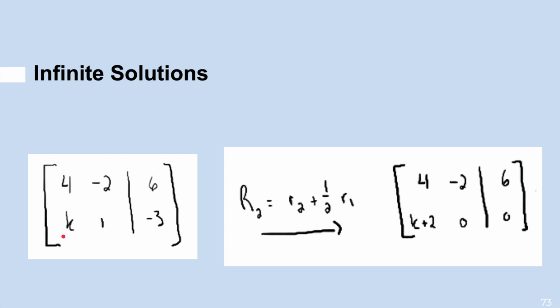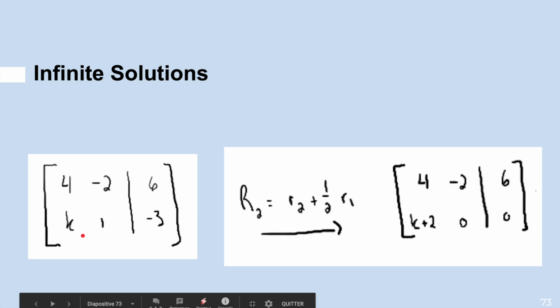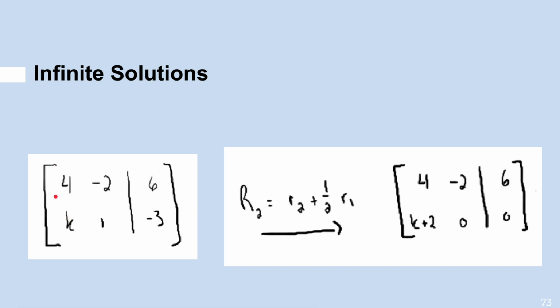Let's just do that. To make this whole row a 0, I'm going to do the new row 2 is equal to the old row 2 plus 1/2 of the old row 1. So k plus 1/2 of 4 is k plus 2. I wrote it here. 1 plus 1/2 of negative 2 is 0 because it's 1 plus negative 1. Now, negative 3 plus 1/2 of 6 is also 0.